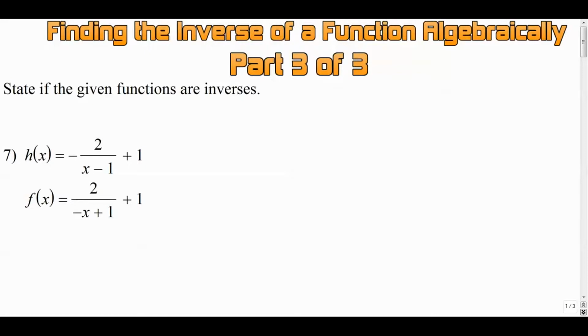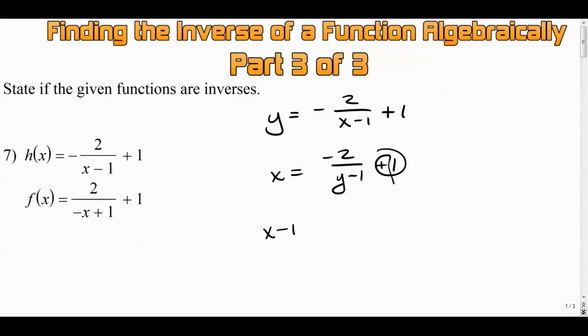Actually, I can take this and literally find its inverse, like we did in the first 2 videos. And if I get this, then I'm good. If not, then I'm not. So maybe I'll do that really quickly. Let's just take this top function, and I'm going to fly through this. Let's find the inverse of this. So I'm going to switch x and y, and solve for y.